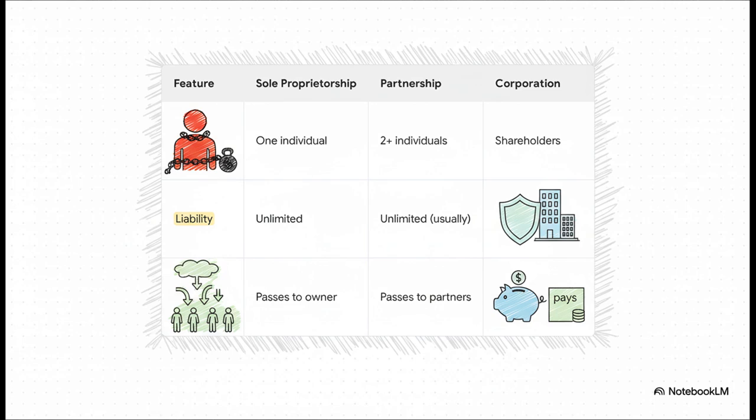But let's zero in on that liability row, because that's the big one. See that? For a sole proprietorship, it's unlimited. The owner is on the hook for everything. But for a corporation, it's limited. The business itself is on the hook. And check out taxation. For the first two, the profits pass through to the owners to pay taxes on. A corporation, it pays its own taxes. These distinctions are absolutely critical.